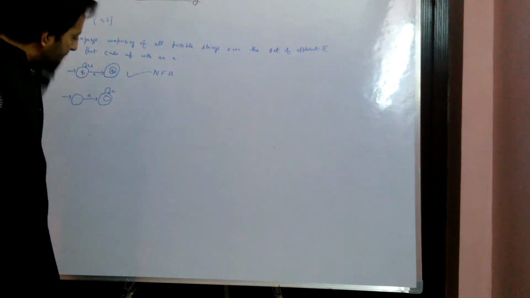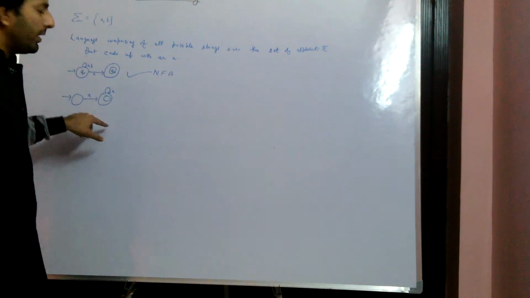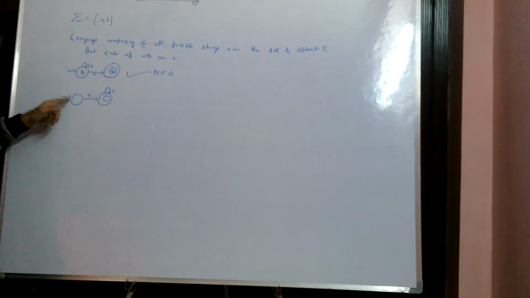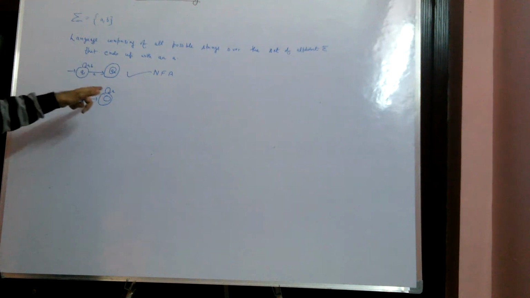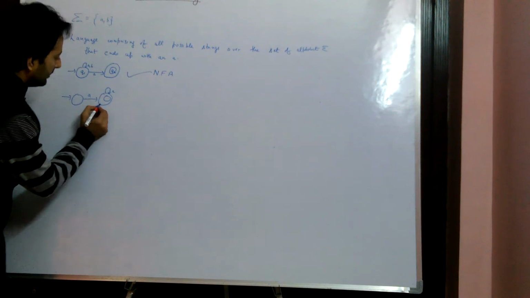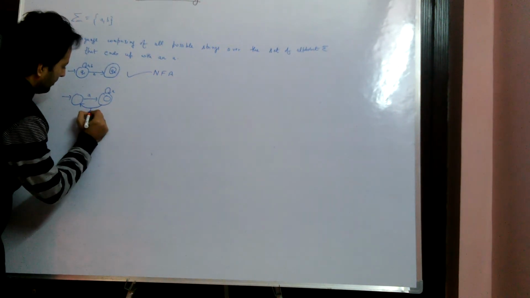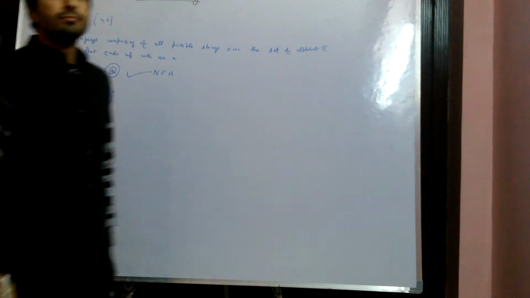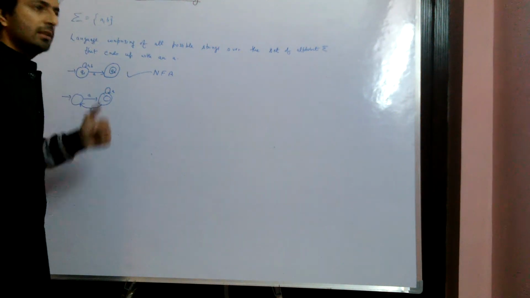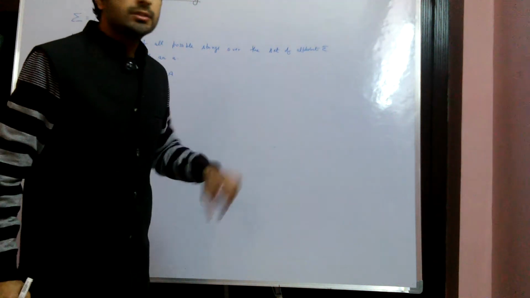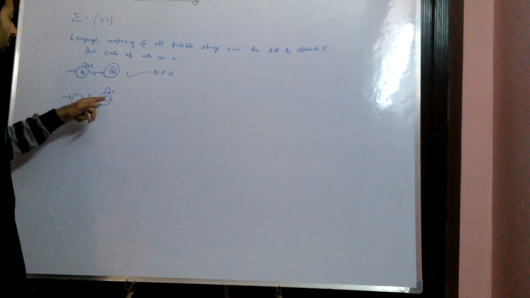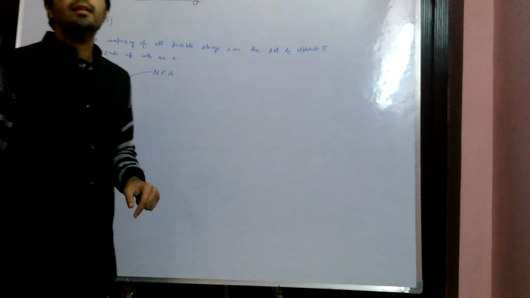After this state, if there is another A, then also we will stay here only. So for any string that has only A's, a single A or multiple A's, there is no problem. But if after this A we encounter a B, then we will move back to this particular state, because now again we want to know whether it is the last alphabet or there is any other alphabet ahead of this. If this is the last alphabet, then we do not stay at the final state.